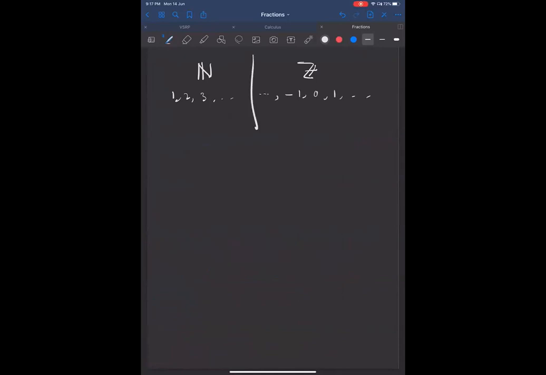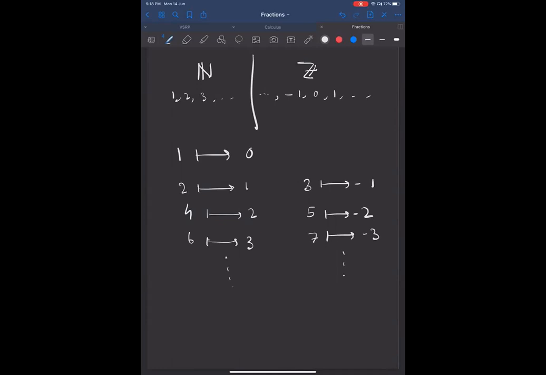So we're going to map. First, as he said, we are mapping 1 to 0. Now from here on we do something: we map 2 to, let's say, 1, and then 4 to 2, 6 to 3. And on the other side, we are mapping 3 to minus 1, 5 to minus 2, 7 to minus 3, and so on. This is the way we are mapping.